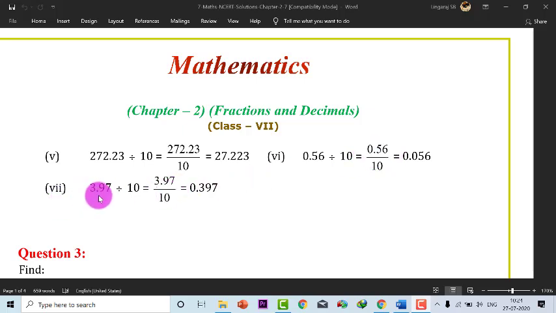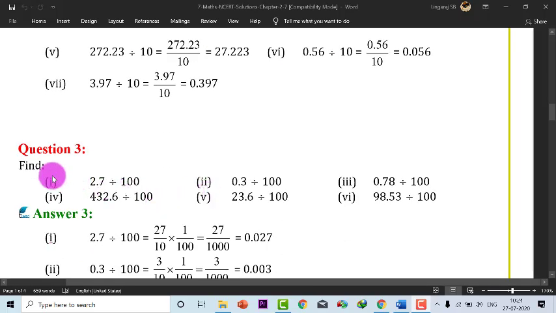So the seventh one is 3.97 divided by 10. It will be written as 3.97 by 10. So the point moves one place. So the answer is 0.397. So in the third question, the divisor is 100. So 2 digits will move after the decimal point. So 2 digits will move after the decimal point.